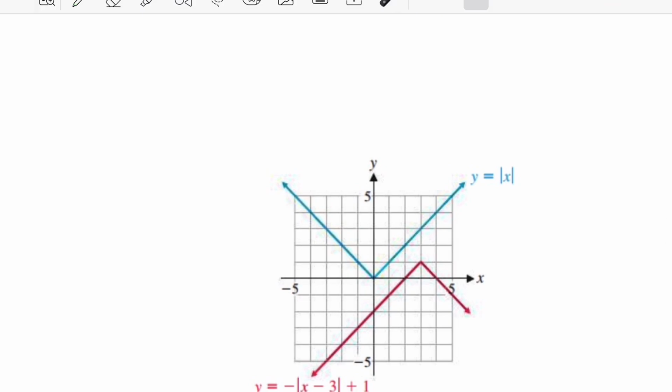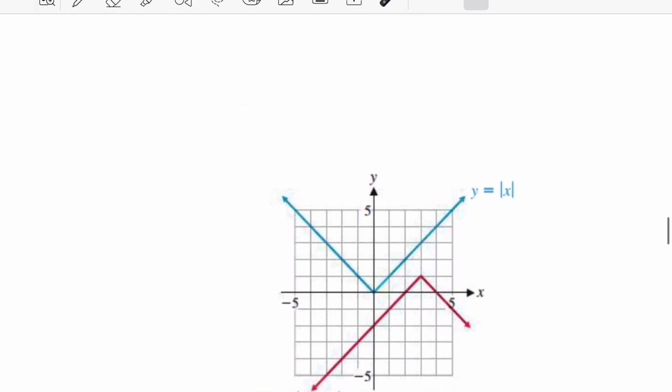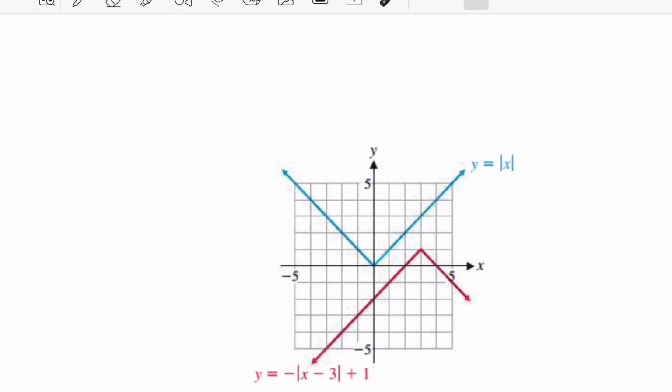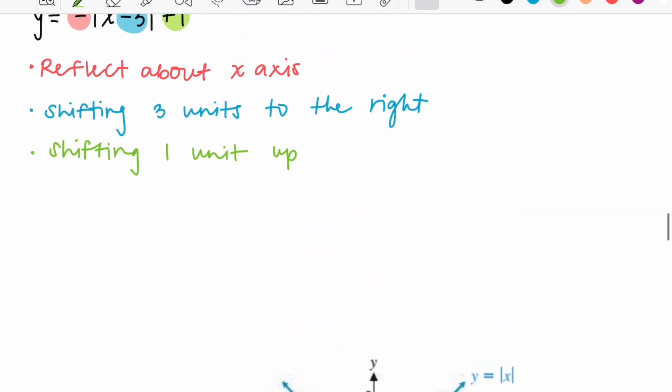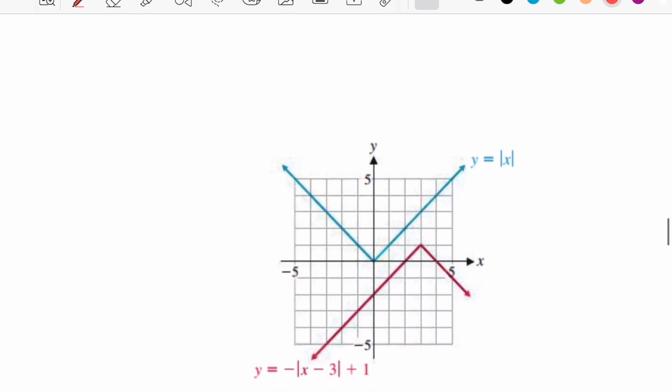So for this one, we see that this is our absolute value, and everything that we're doing to this graph is appearing in this red graph here. So the first thing that we did was we reflected it about the y-axis. So kind of just imagine the graph like this. If we were to reflect it about the y-axis.